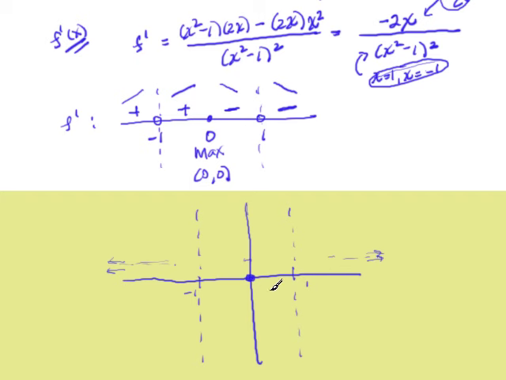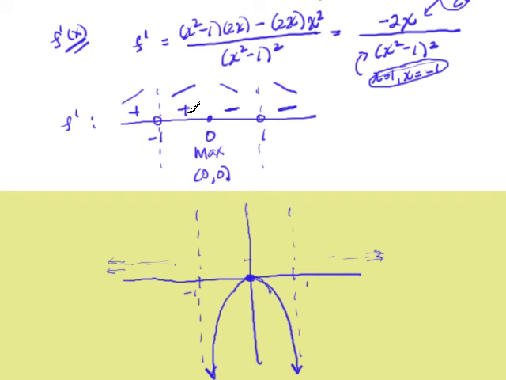Okay, here's f prime of x. We have a maximum at 0. So let's put in the maximum over there. And let's see. These are asymptotes, and this is a maximum. And we have the curve is increasing from minus 1 to 0. So that means that the curve is going to go down on this side of minus 1. And from 0 to 1, the curve is decreasing, so the curve is going to go down here.